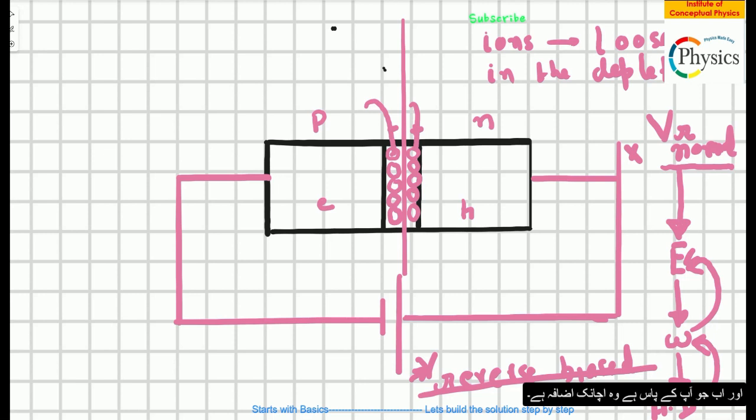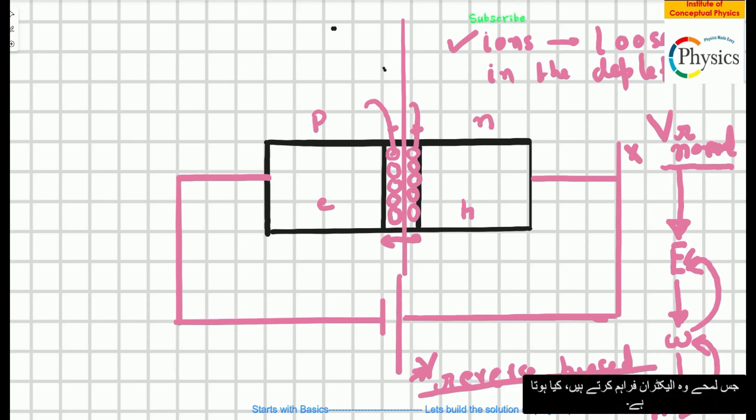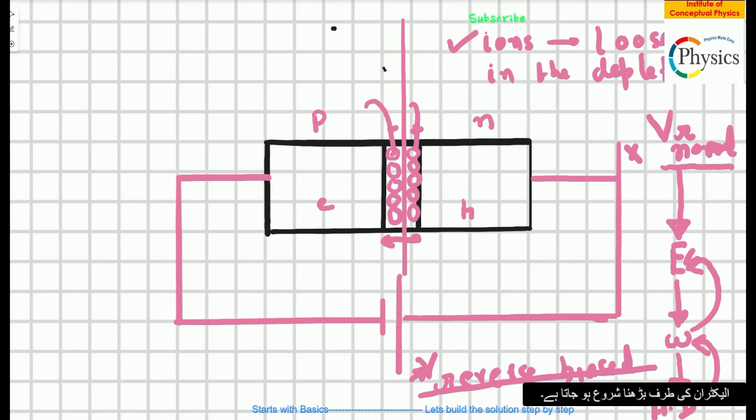And now what you have is a sudden increase in the number of electrons coming from the ions, the immobile ions located in the depletion zone. This is a zone where immobile ions are located, negative and positive. They provide electrons. Now, the moment they provide electrons, the electrons start moving towards the positive terminal of the battery, which means the current is in this direction.